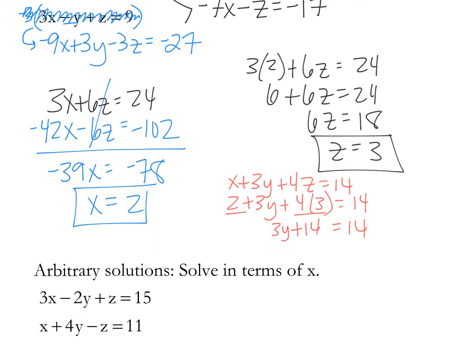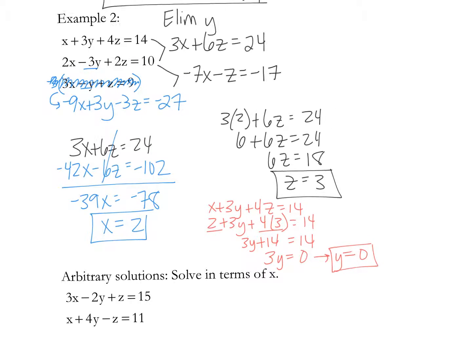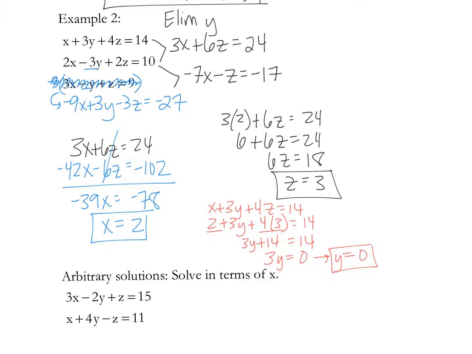Okay, so when I subtract 14 from both sides, this is a little bit strange. I get 3y equals 0. That doesn't mean no solution. That means when you divide by 3, y equals 0. Okay, so this means that our solution of this problem, let me zoom out so I can write it here. We're going to write it as an ordered triple. The solution is 2, 0, 3.